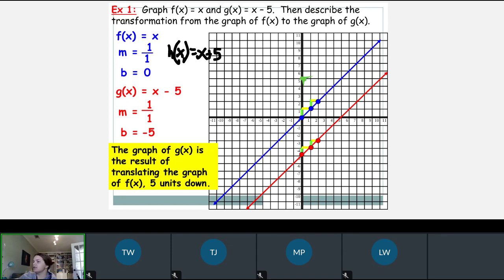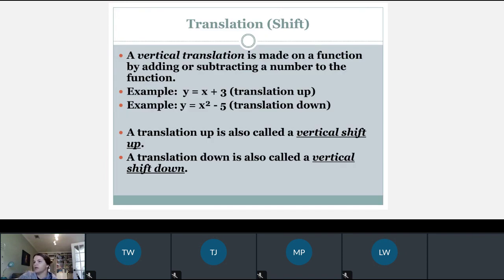Yes, exactly. The slope is going to be the same. Okay, when two lines have the same slope, like you learned in your lesson on 4.01b, we call those parallel lines. Okay, so these three would be a family of functions. The blue one is the parent function. Okay, the green one was translated up 5 units. The red was shifted down 5 units. Okay, so here is that same thing written out in words. A vertical translation is made by adding or subtracting a number to the function. So if I add 3, I'm going to go up. If I subtract 5, I'm going down.